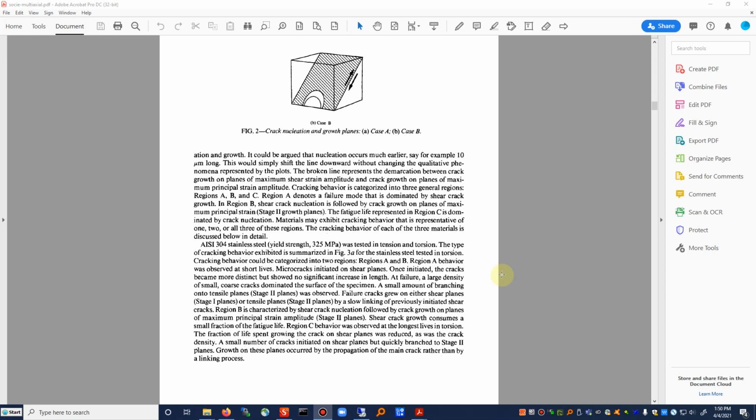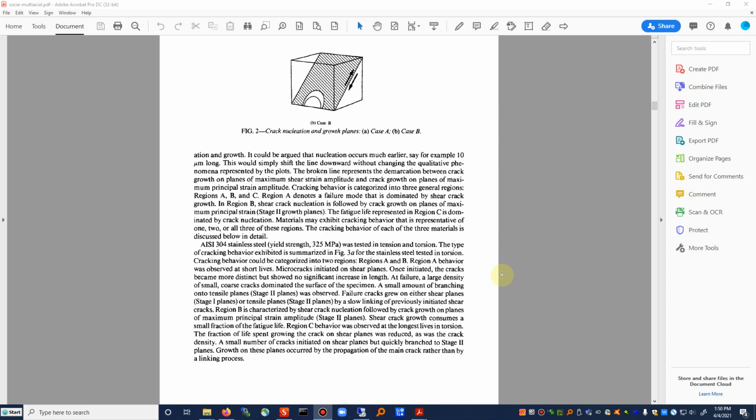At failure, a large density of small coarse cracks dominated the surface of the specimen. Small amount of branching onto tensile planes or stage 2 planes was observed. Failure cracks grew on either shear planes or tensile planes by slow linking of the previously initiated shear cracks. Region B is characterized by shear crack nucleation, followed by crack growth on planes of maximum principal strain amplitude. Shear crack growth consumes a small fraction of the fatigue life.